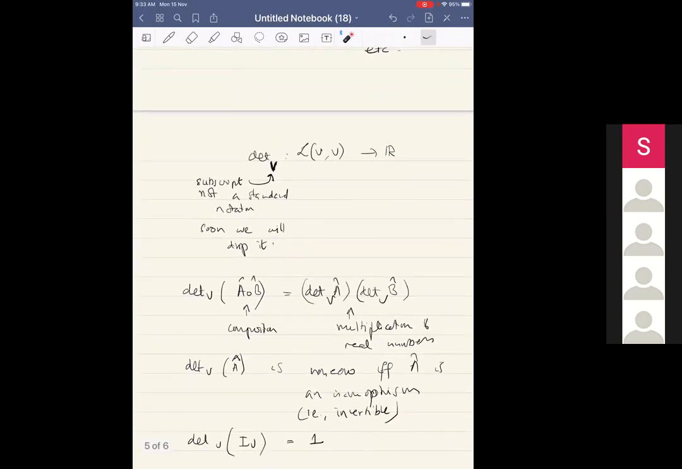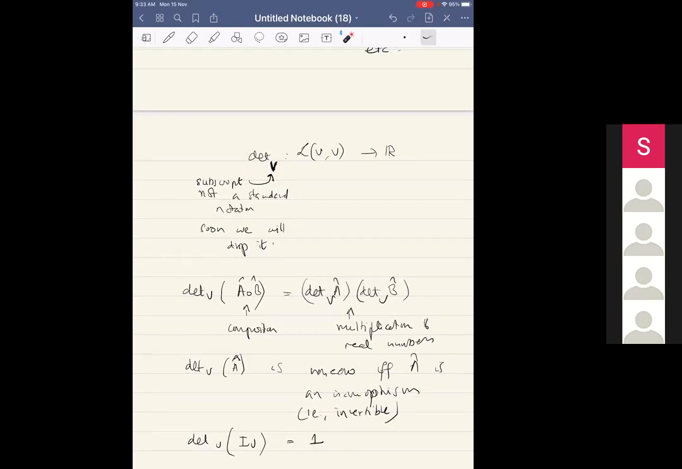Now we want to define some notion of a determinant from here to here. I temporarily give this the notation det subscript V. Soon we will drop that V, just as we dropped the n.